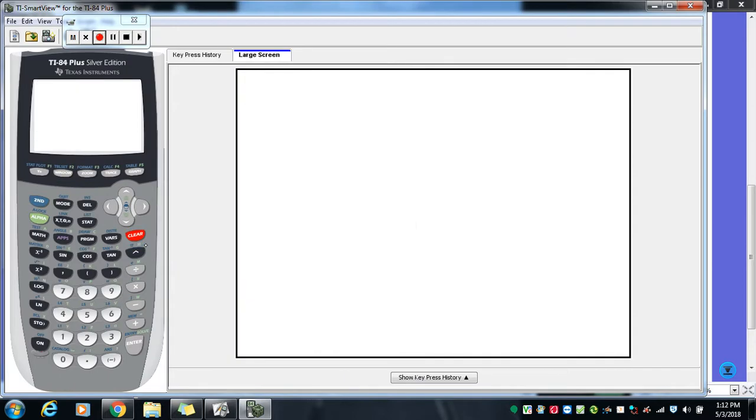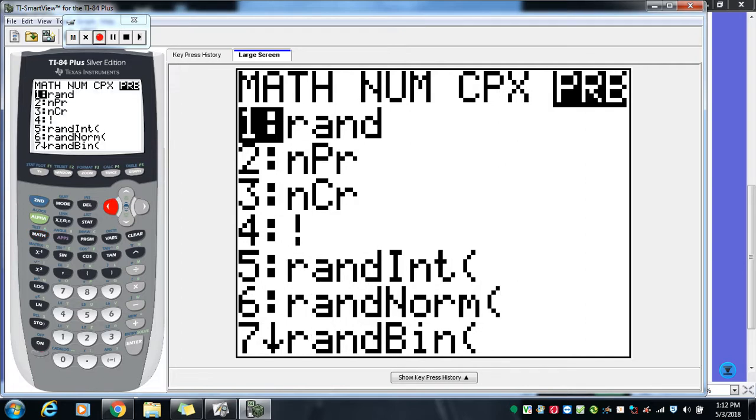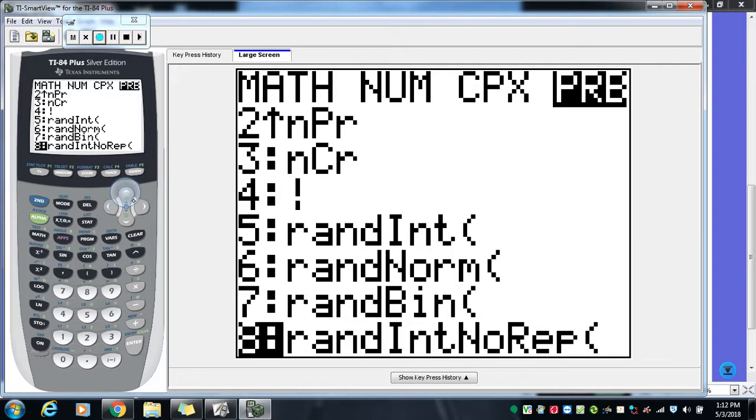So here's my calculator. If you go to the math button over there on the left, third down from the top, go over to PRB. Now, it's going to be a little bit different. If your calculator looks like mine, you'll have to do it the way I do. If you've got the newer color screens, you're going to have a little list that I'm going to show you in a second. So you want the randInt, which stands for random integer, no repeats.